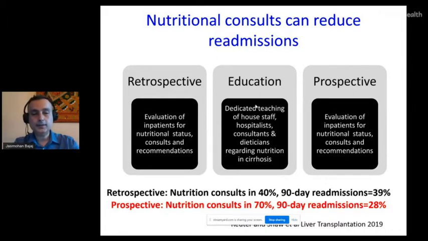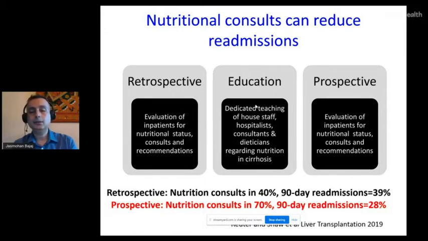So retrospectively, even in our two tertiary care centers, which you know people publish constantly on cirrhosis, we only asked for nutrition consults in 40% of our patients with cirrhosis. The 90-day readmissions was 39%. Prospectively, nutrition consult increased from 30% to 70% in these patients, and this involved a reduction in 90-day readmission to 28%.